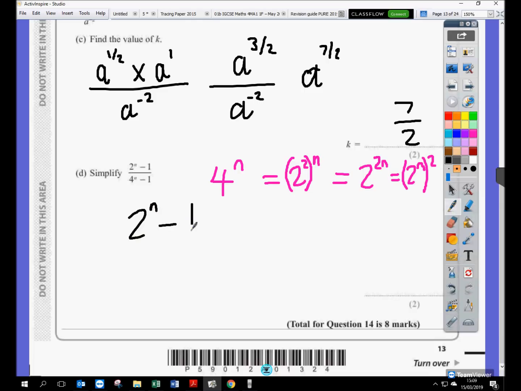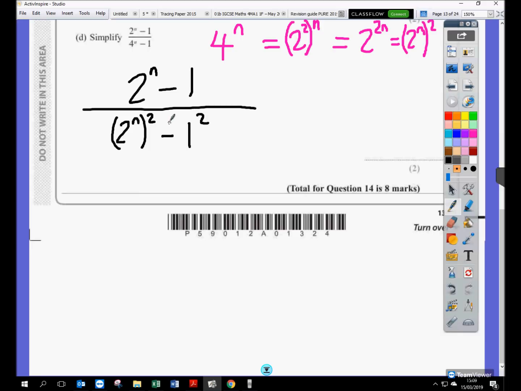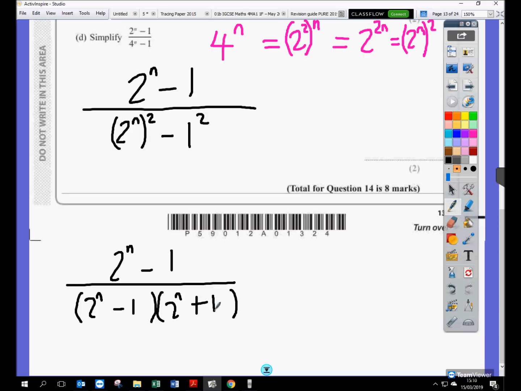Now, if you think about it like that, then you can write this 4 to the power of n as 2 to the power of n in brackets squared. And you can also think of the 1 as 1 squared. When you look at it like that, you can see there's a difference of 2 squares, because you have 2 squares in the denominator. So when you have the difference of 2 squares, you write it like this: 2 to the power of n minus 1, 2 to the power of n plus 1. Then you can see this bracket here cancels with what's on the top, and it leaves you with a 1 on the top. So the final answer is 1 over 2 to the power of n plus 1.